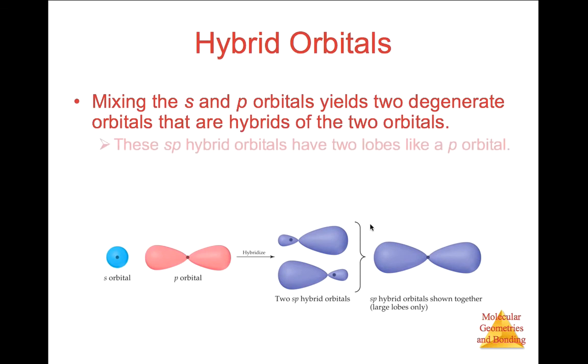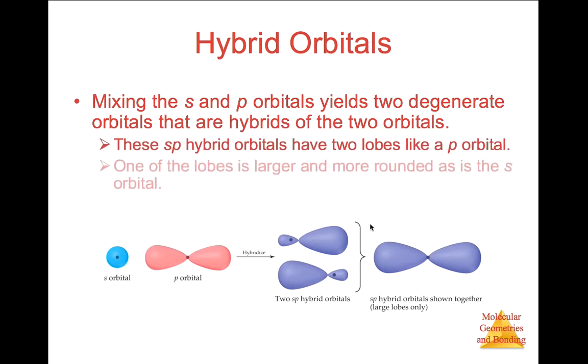Mixing the s and the p orbitals yields two orbitals of the same energy that are hybrids of the two orbitals. The word degenerate means of the same energy. These s and p hybrid orbitals have two lobes like a p orbital. One of the lobes is larger and more rounded, as is the s orbital.